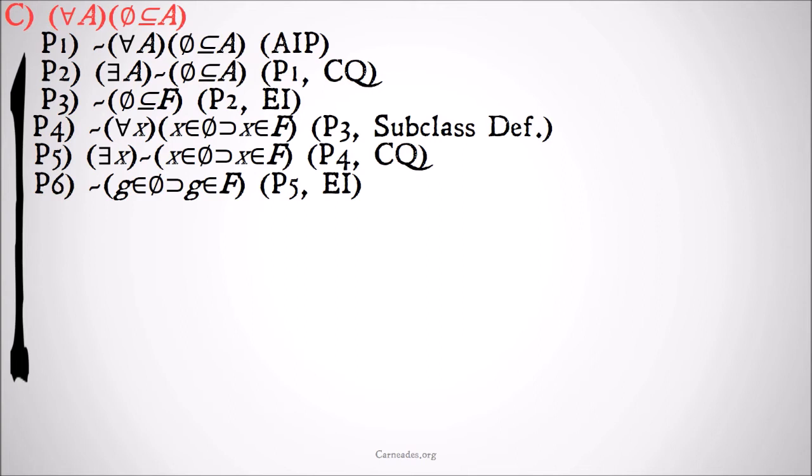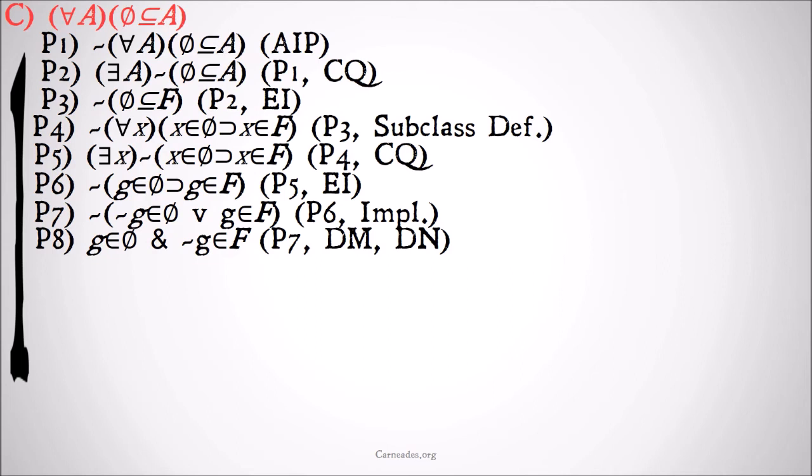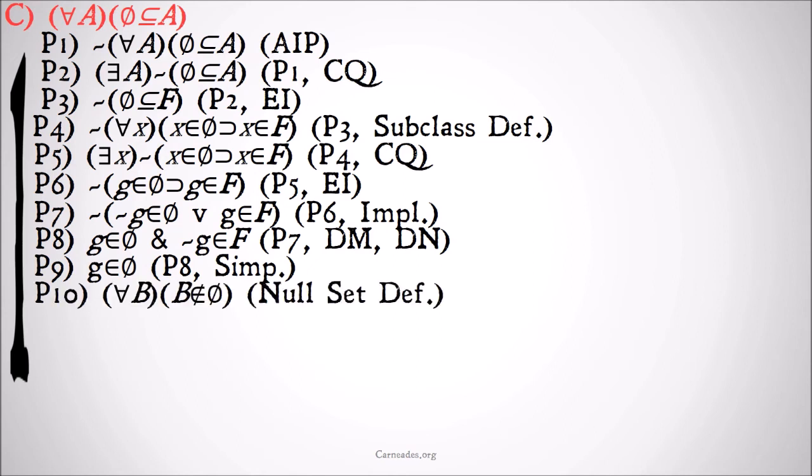We've got, it's not the case that G is a member of the null set implies that G is a member of F. We use implication to change that implication sign into a disjunction and a negation. And then De Morgan's rule and double negation to get G is a member of the null set and it's not the case that G is a member of F. Well, it's not the case that G is a member of F doesn't tell us much, but G is a member of the null set is going to be problematic. That's going to go up against our definition of the null set. So we'll simplify that out.